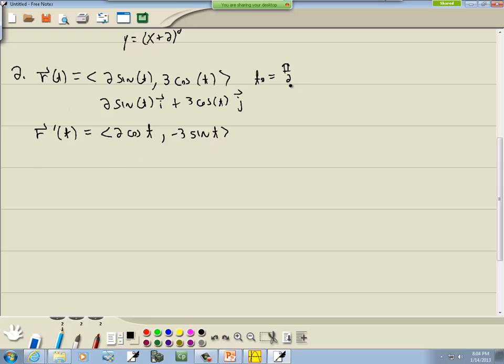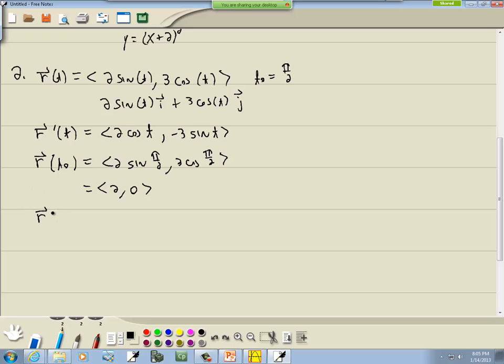Now we want to plug in t naught, so we got r of t naught. So we'll put in pi over 2 for t. So we have 2 sine pi over 2, 3 cosine pi over 2. Now sine pi over 2 is equal to 1, so this is 2 times 1, so that's 2. Cosine pi over 2 is 0. 0 times 3 is 0. So we have this.